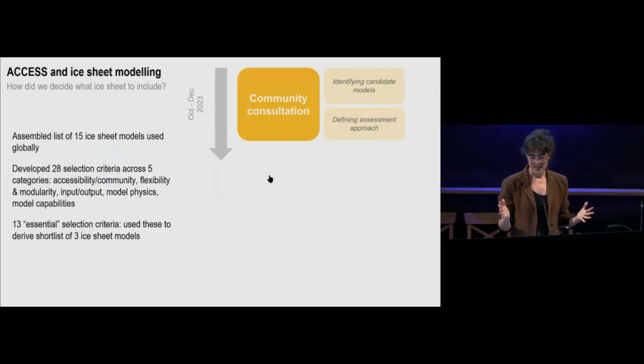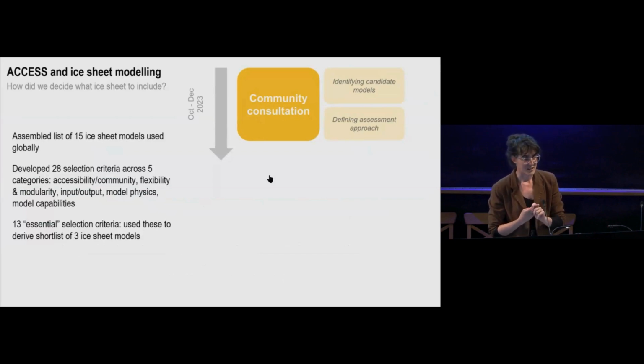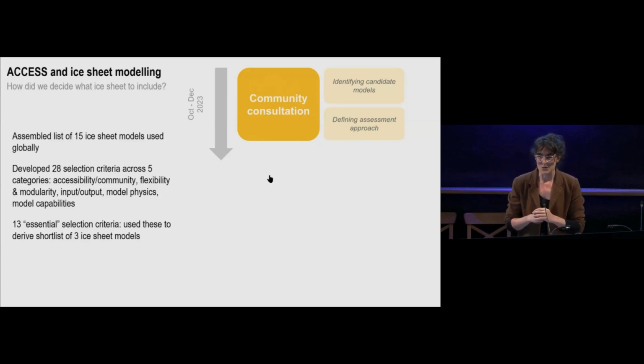So we assembled a list of 15 ice sheet models that are used globally. And to make it onto that list, you had to satisfy one or more of three things. One is that you may have been a model used by people within Australia. The second is that you may have been a model that is being included into a coupled Earth system model. And the third thing is that you had a large user group, and by large that means at least 6 people.